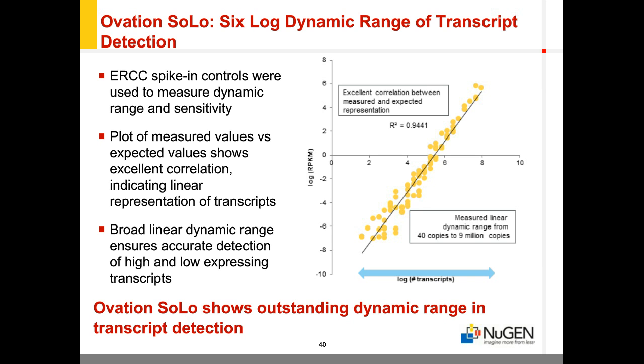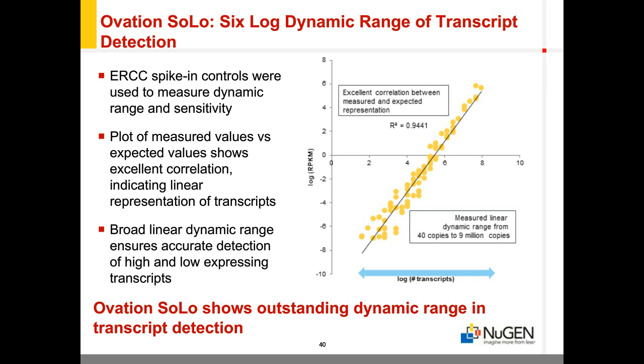We plotted the measurement of detection in the resulting library of each ERCC transcript as measured by RPKM values against its known starting value, and that graph is shown here. We show an excellent correlation with an R-squared value of 0.94, indicating a linear representation of transcripts.